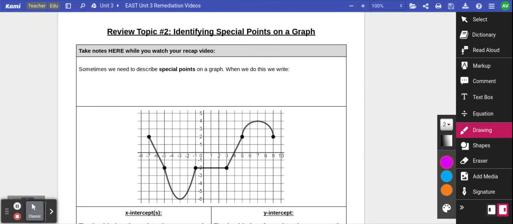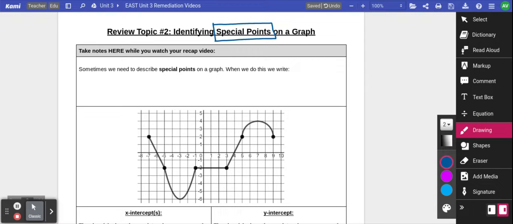Hi everybody, and welcome back to review topic number 2 for Unit 3 in Math 1, which is about identifying special points on a graph. So our last review video focused on finding sections, intervals of a graph, and this is going to focus on finding special points. So we're going to look for one point at a time that has a special name on a graph. Sometimes we need to describe special points.